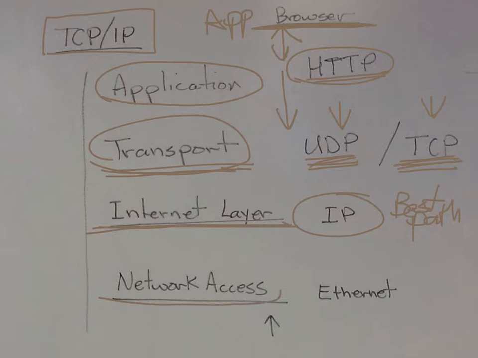And finally, you have to actually access the network. If it's wired, it's Ethernet, or it could be Wi-Fi. It could be the protocol where you actually access the network. Then your message is sent.